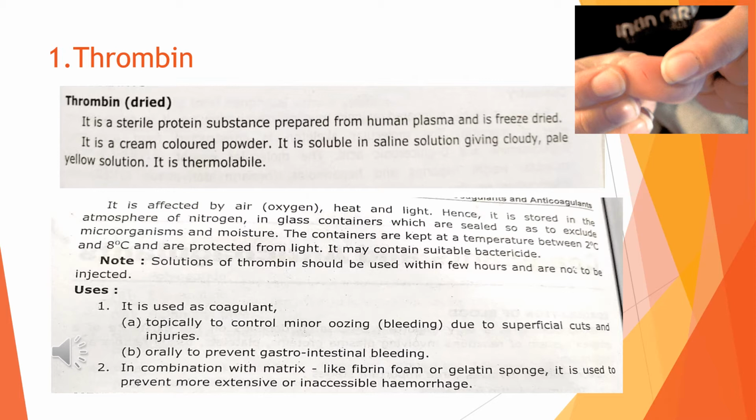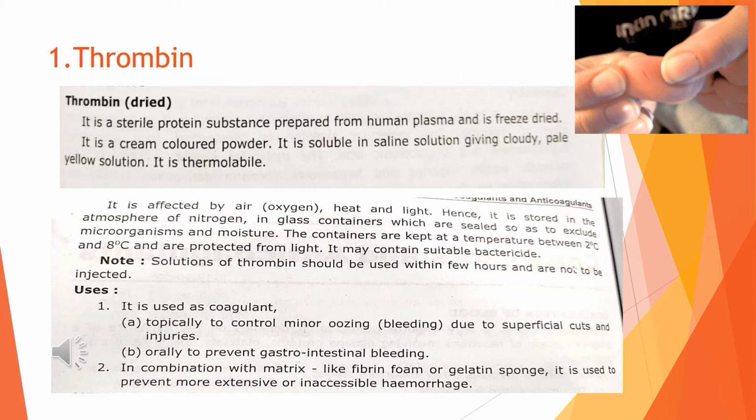When you dissolve it in saline solution, it gives a pale yellow solution. It is cream colored, but when you react it with saline solution, it changes to yellow solution. It is thermolabile. That means it is affected by heat. Next point, it is affected by air, heat and light.